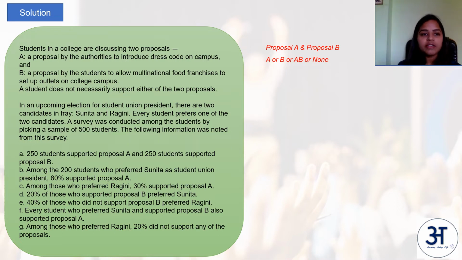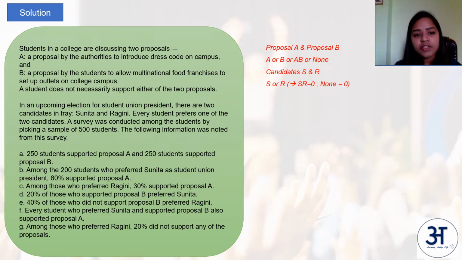In an upcoming election for student union president, there are two candidates in fray, Sunita and Ragini. Each student prefers one of the two candidates. So there are two candidates, S and R, and students will definitely prefer one of those. So either they'll prefer S or R. This means that the number of students preferring both or none is 0.